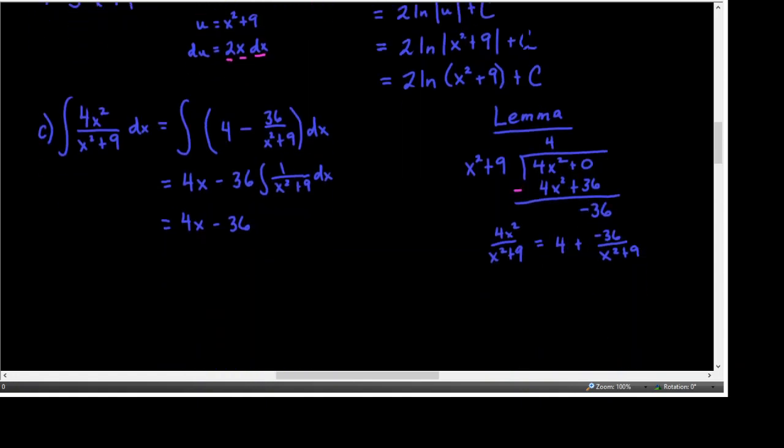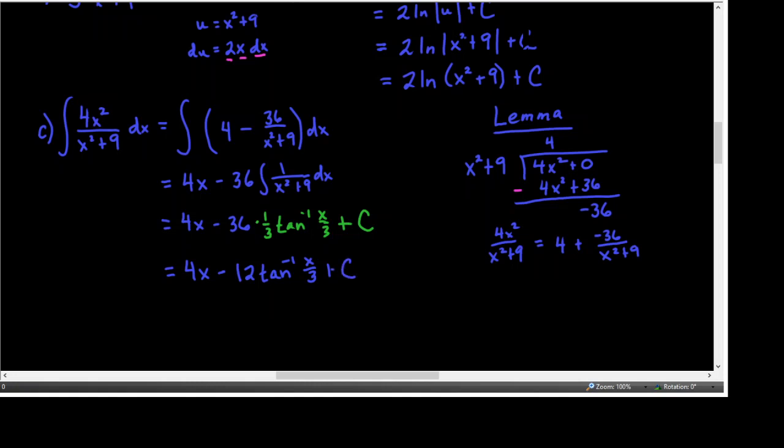Okay, so that's 1/3 tangent inverse of, excuse me, x over 3 plus c. And then simplifying our answer, we get 4x minus 12 arctangent of, or inverse tangent of, x over 3 plus c.